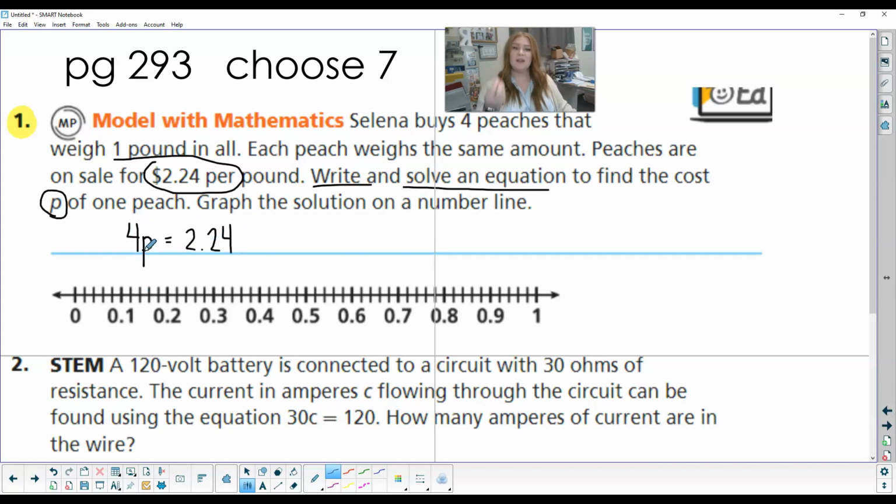Now I'm going to solve it. 4 times P, I need to undo that. The opposite of timesing by 4 is to divide by 4 on both sides. So when I have done $2.24 divided by 4, that will tell me the answer to the cost of one peach.